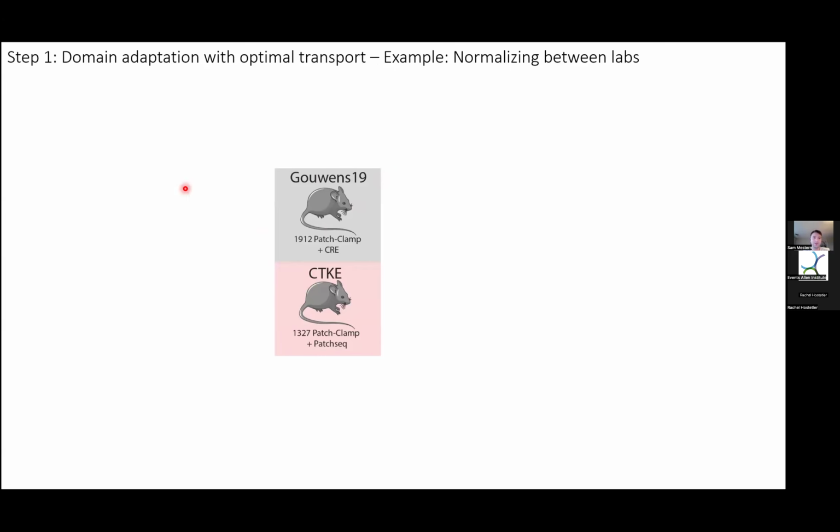I'm first going to test this technique by working with a data set I'm going to call the Gowans 19 data set. I'm not sure what it's referred to initially, but this is the Gowans 2019 paper data set, which features the patch clamp data labeled by a Cre line, not labeled by transcriptomics, as well as the CTKE data set, and I'm going to merge them into one data set.